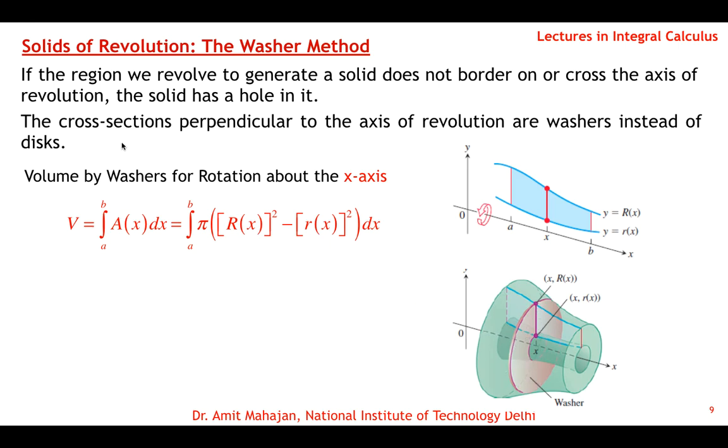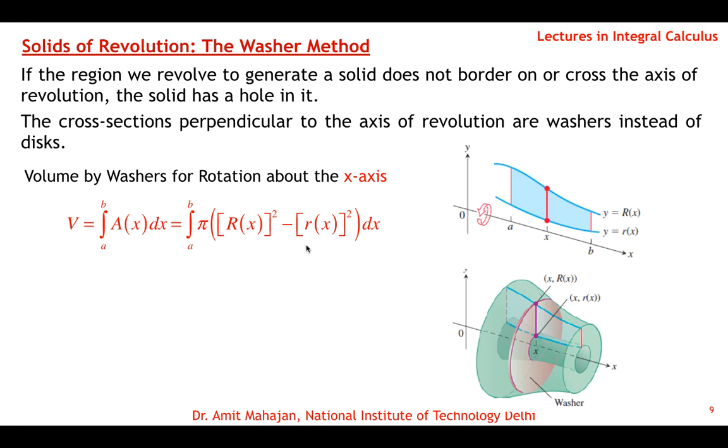So the cross section perpendicular to the axis of revolution is a washer instead of a disk. We have talked about it. So the volume by washers for rotation about the x-axis will be the integral from a to b of A(x) dx, where the area of cross section is now the area of the disk minus pi times small r square, the area of the hole.